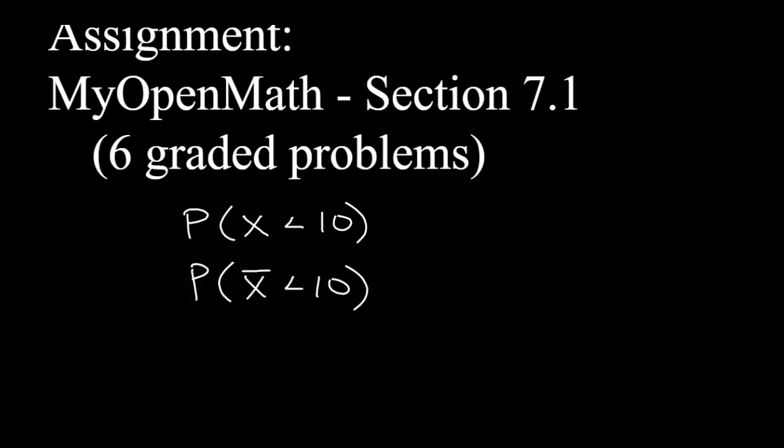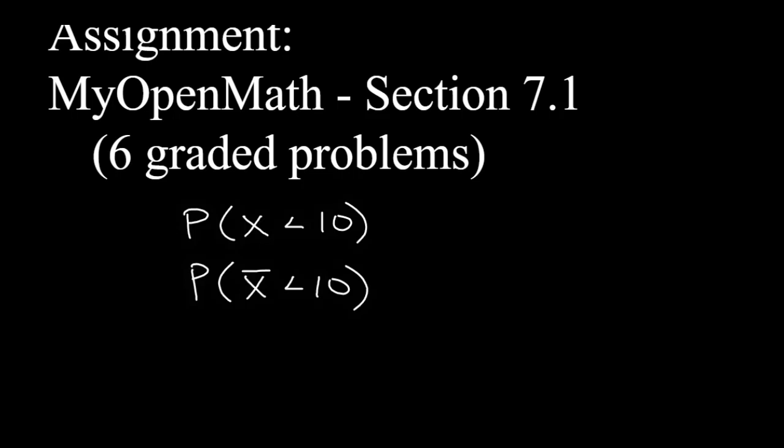We've got 6 graded problems there. Again, the key difference between what we did in chapter 6 and what we're doing now in chapter 7 is in chapter 6, we were looking at the probability that individual values were, we'll say less than something, let's just say less than 10. And then we would get a number. Here, we're looking for the chances that sample mean values are less than some number, we'll say less than 10.